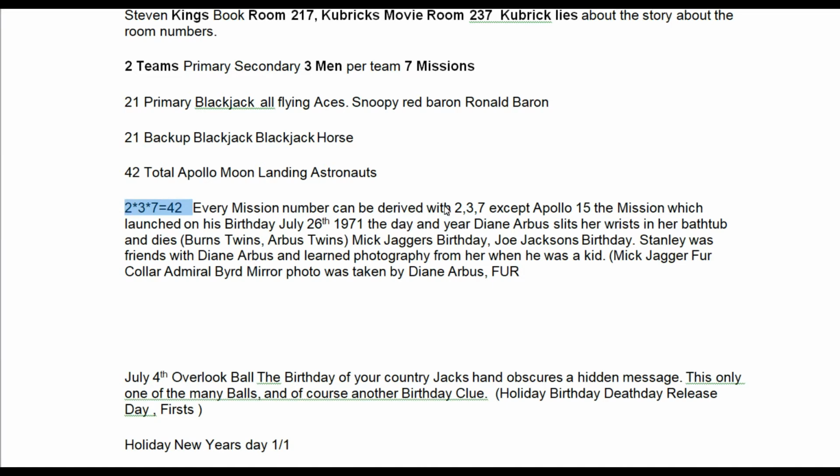Every mission number can be derived with these 3 digits. I've done it before, and I have it on a piece of paper. I have it somewhere in a document. I couldn't find it today, so I didn't put it. The only number you can't do is 15, or at least I couldn't figure out a way to do it. And it turns out Apollo 15 is the mission that launches on Stanley Kubrick's birthday in 1971.